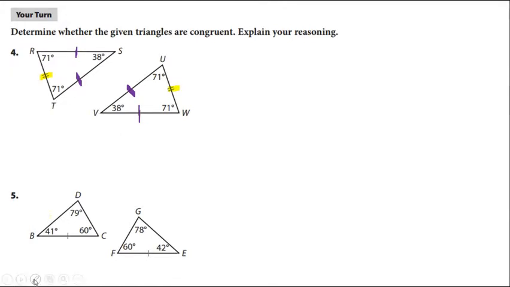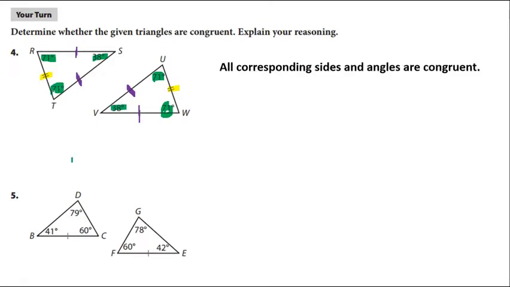And now look at the angles. We have 71, 71, 71, and 71 here. And then we have that 38 over here. And that corresponds to this one over here. So that tells us that since all corresponding sides and angles are congruent, it means that the two triangles are congruent.